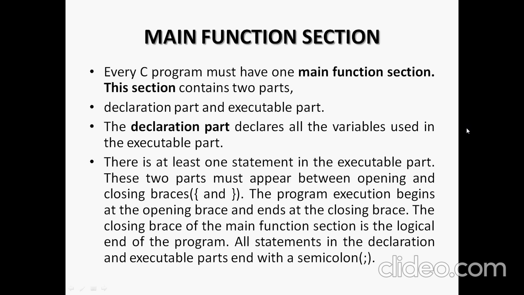The fifth section is the main function section. Every C program must have one main, because without main we cannot write a program. So this section contains two parts, as we saw in the structure: the declaration part and the executable part. The declaration part declares all the variables used in the executable part, and there is at least one statement in the executable part. These two parts must appear between the opening and closing braces.